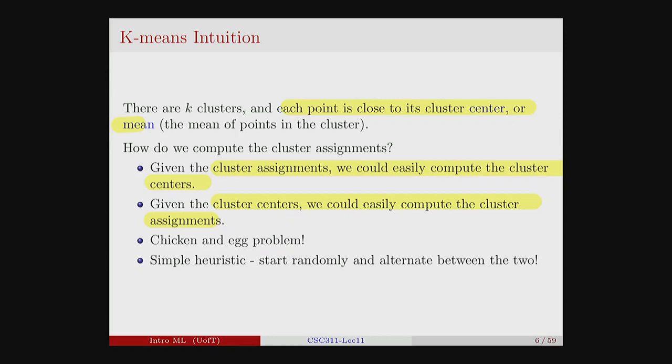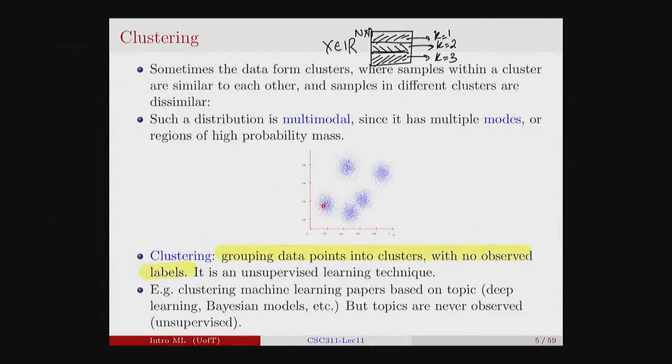So now assume that the means are fixed. So someone magically gave you the cluster means. They gave you the location of all of these centers. And now your learning goal is to figure out for each of the points, for each of the n points, which cluster it belonged to. How would you solve that problem?